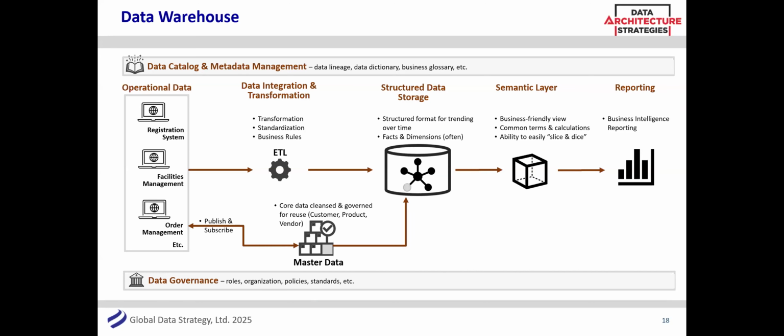How do I join up customers? That's where your master data comes in. Do I have the right customer with the right product with the right vendor? All of that hard work needs to be done to structure it in a way that you can slice and dice over time. I'm a fan of a semantic layer, which is your old-fashioned cube, right?